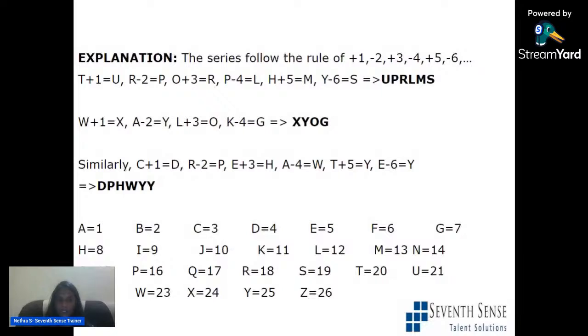Understood, or should I repeat it again? Guys, if you have doubt, you can type in the chat box about the previous question, which you can see in the screen, the explanation part. Okay, I hope no doubts are there about this question. We'll move on to the next one.